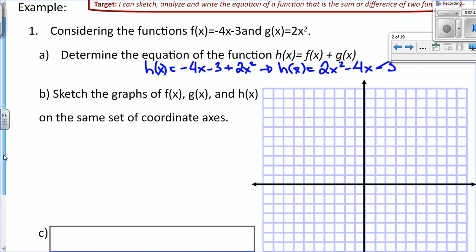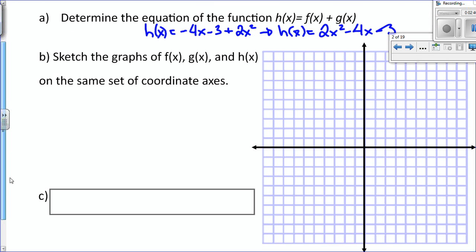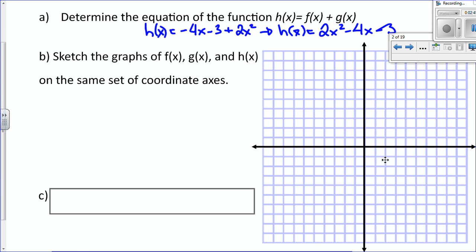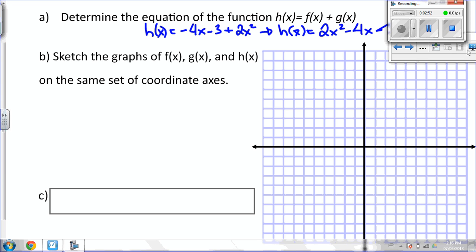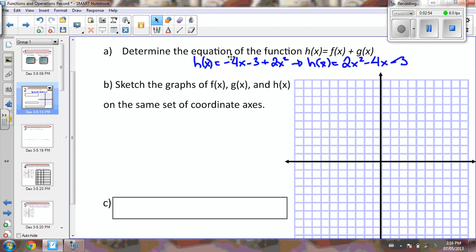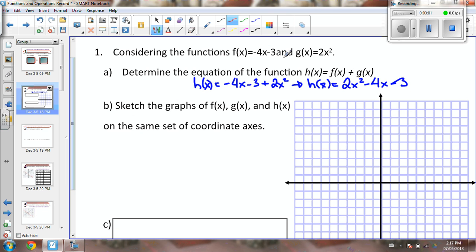Sketch the graphs of f of x, g of x, and h of x on the same coordinate axes. So I have my axes right here. So let's get a different color. And we want to sketch f of x and g of x first. So f of x is negative 4x minus 3.